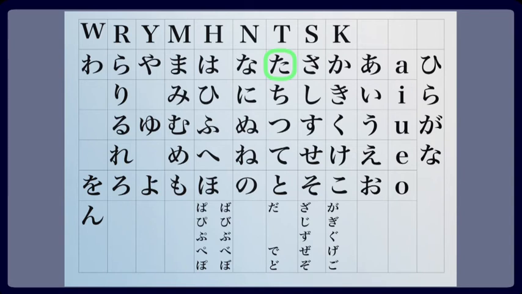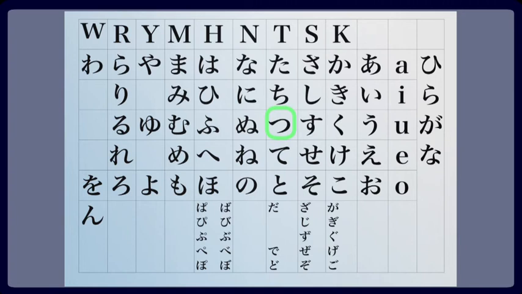The top of the T column, T with a, ta. Now we have a slightly tricky one again. This is where the T and the I is not ti, it's more of a chi sound, chi. Underneath we also have a variation.